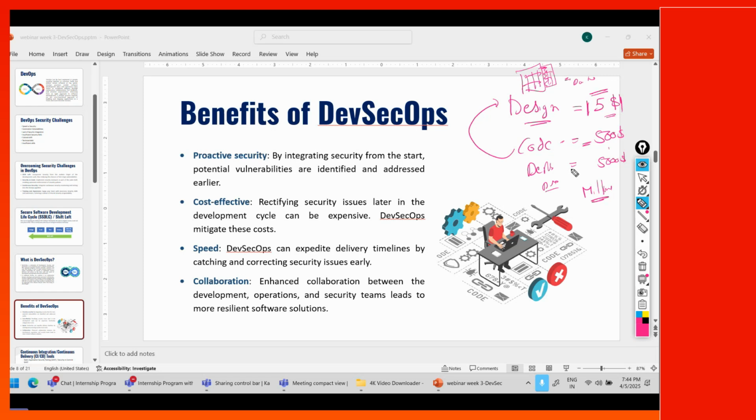When it goes to deployment, it has to go to something completely different. If one problem is there and the entire application is affected, I have to go to each and every part of the application and make changes, and that is going to take time. It is very important for us that we don't go in that direction. Speed: DevSecOps can also expedite the delivery timeline by catching and correctly securing issues early.